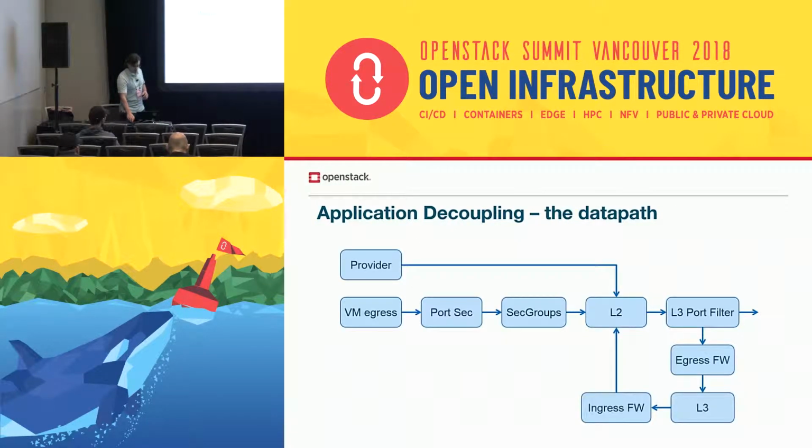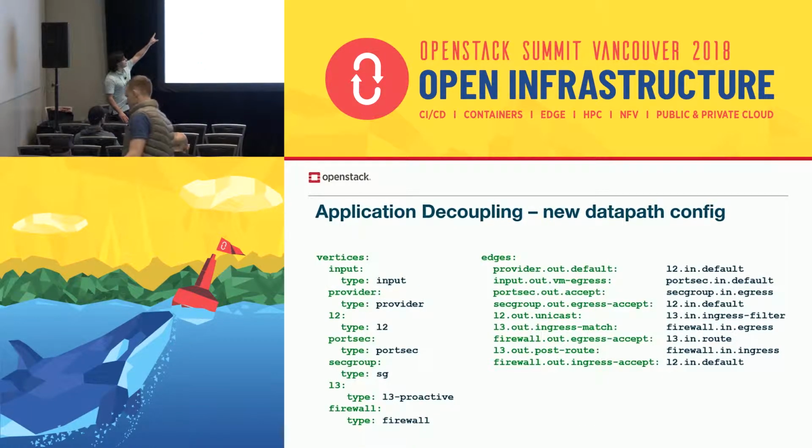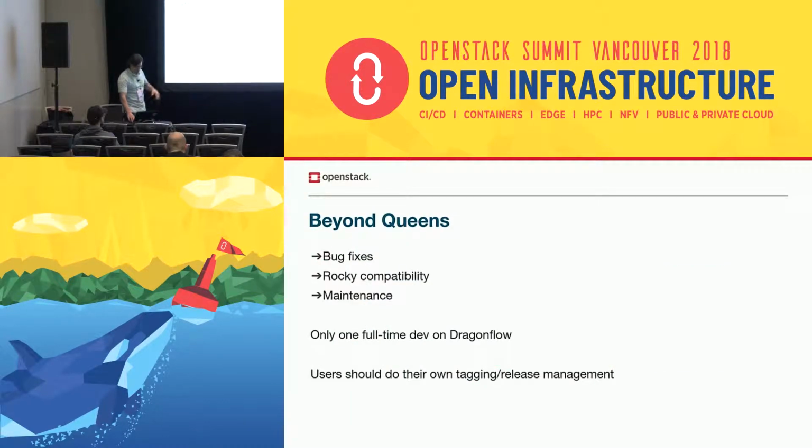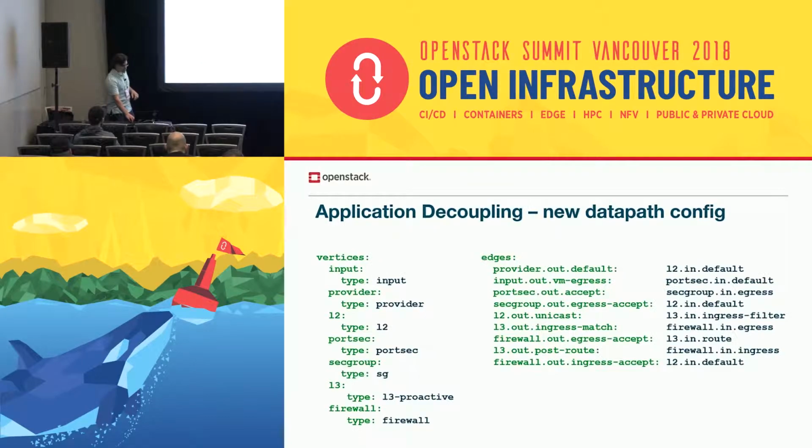So if, for example, you want to define a standard data path, we usually have a topology for the OpenFlow tables that is very commonly configured. This would be expressed with these vertices and those edges in a YAML file. So at application launch time, you deploy this YAML file to all your hypervisors. OK, so there's more. I won't go into more detail about the application decoupling.